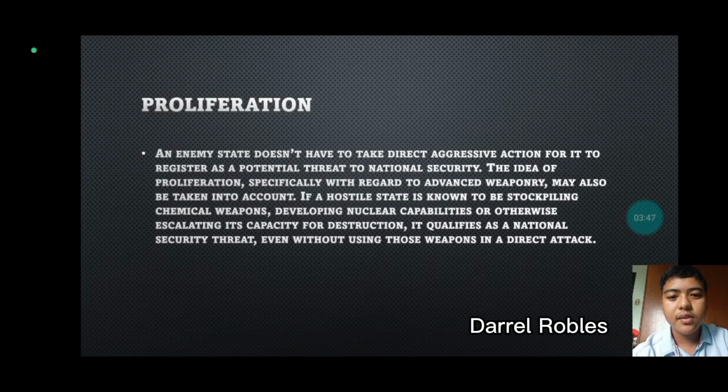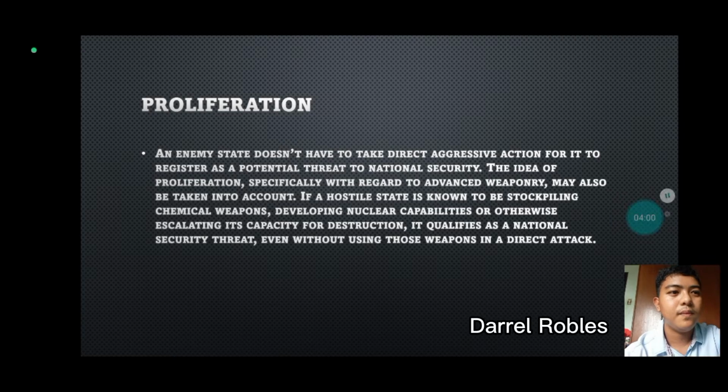So the Proliferation Security Initiative is a global effort that aims to stop trafficking of weapons of mass destruction, their delivery systems and related materials to and from states and non-state actors of proliferation concern.